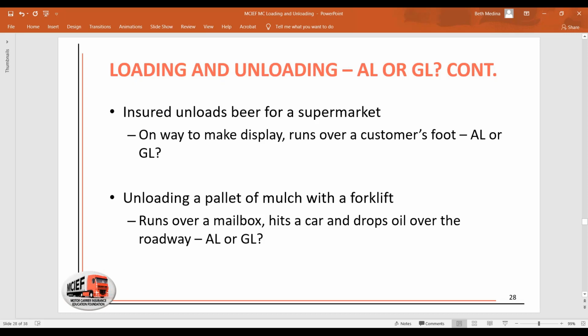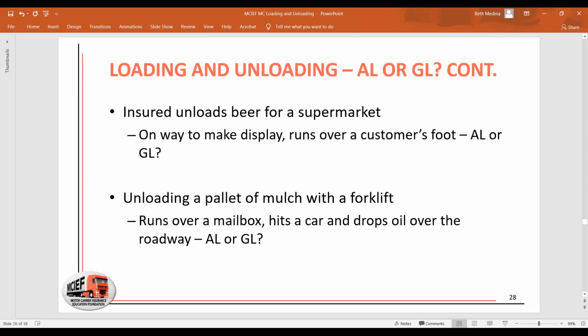That was auto liability, even though the truck was parked about 100 feet from the entrance to the supermarket, because we did not get to the final destination. In this particular case, it was to the cooler, but they were making a display. What would happen now is if the display falls later after it's made, then that becomes GL.